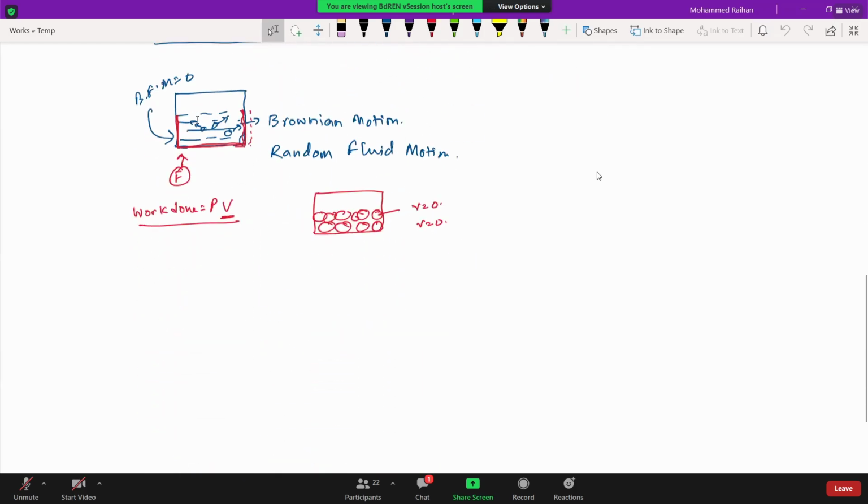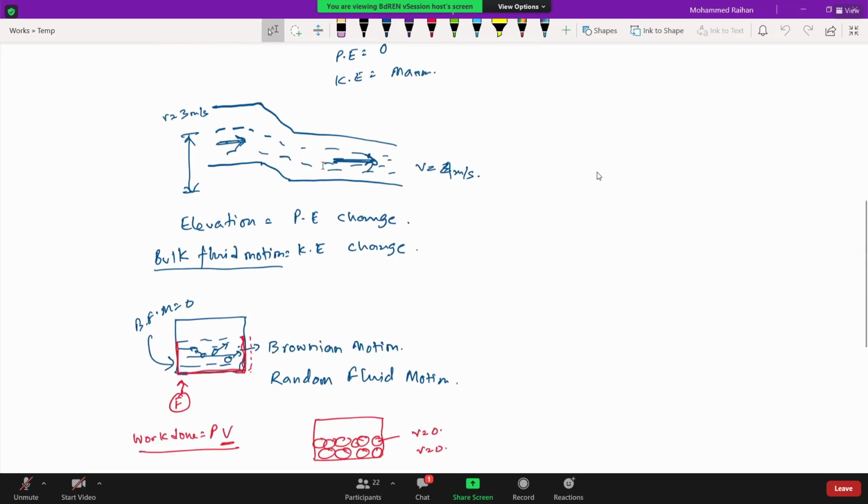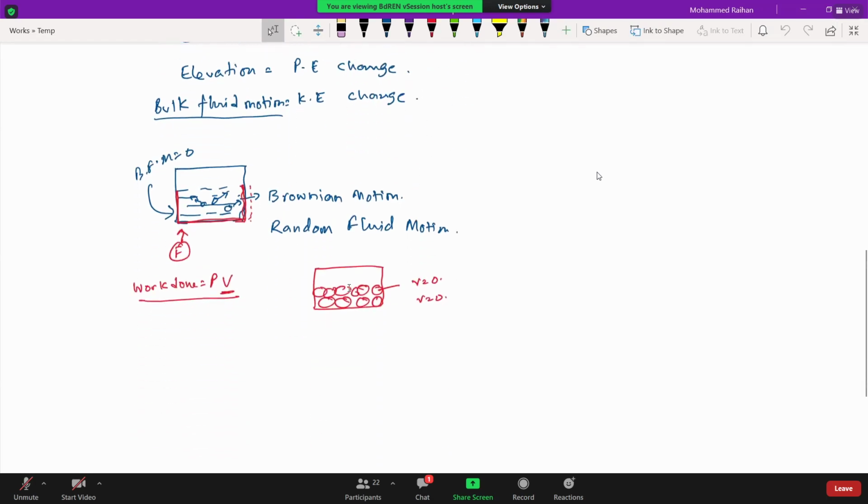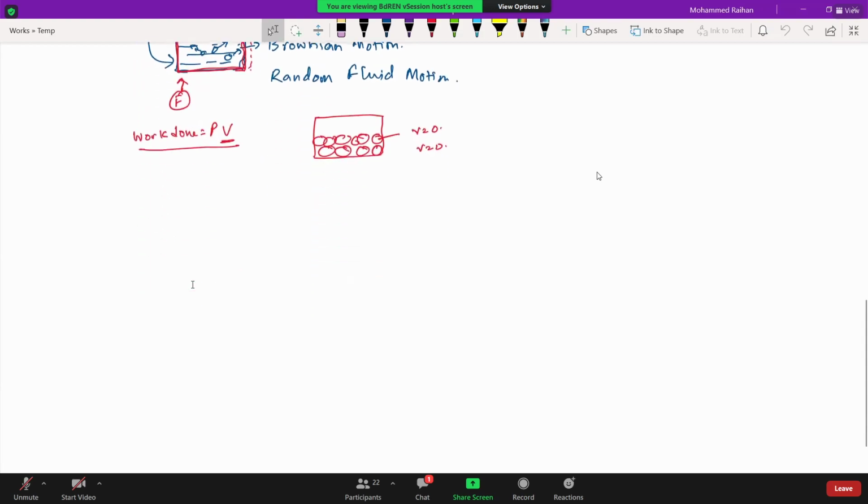But when we talk about this liquid, besides having this bulk fluid motion, it has another additional motion within itself that is completely random, and it can do some work with that motion. That's why it has some energy or potential to do work, right?